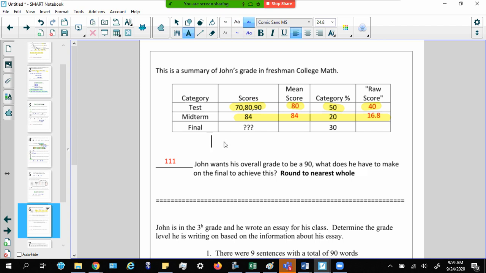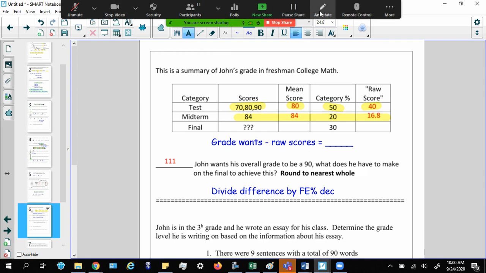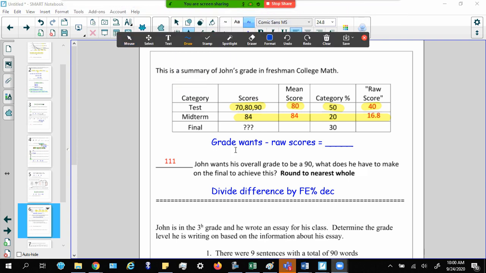The first step is the grade he wants minus the raw scores equals some number. That would be step 1. And then for step 2, divide the difference by the final exam percentage as a decimal. So the grade he wants, let's see, what grade does he want? In fact, I'm going to write it this way. The grade he wants is a 90. All right, let's see if I can do this. The grade he wants is, it's not letting me do it.